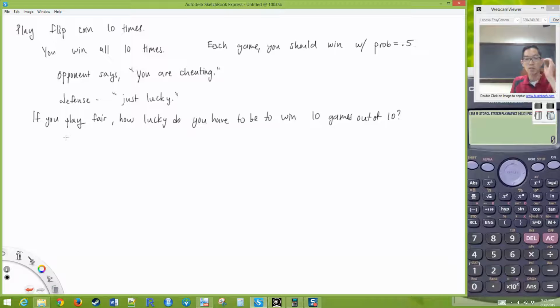Okay? And again, the definition of the p-value, you can turn back in your notes, but it says it is the probability of observing our data, or something more extreme, if we assume the null hypothesis is true.